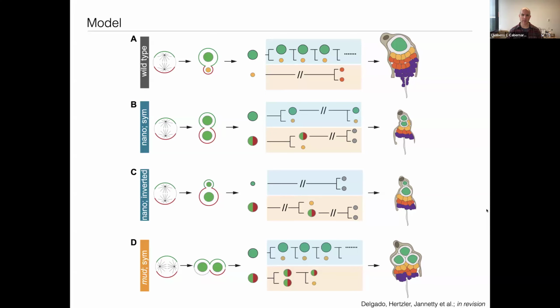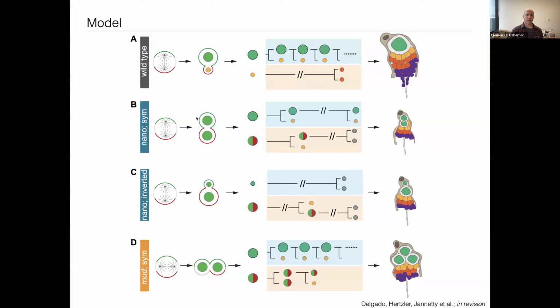So to summarize all this and put this in a model, the way we think about this right now is shown here. These wild-type neural stem cells divide asymmetrically by size, whereby the large cell remains more proliferative, repeatedly forming smaller differentiating ganglion mother cells, which then go on to form all the different cell types in these lineages.